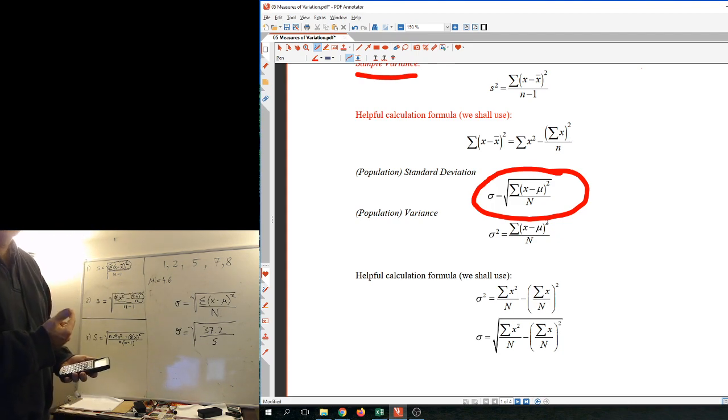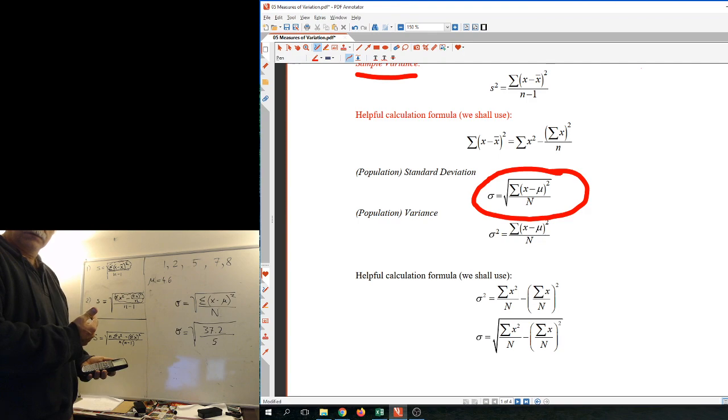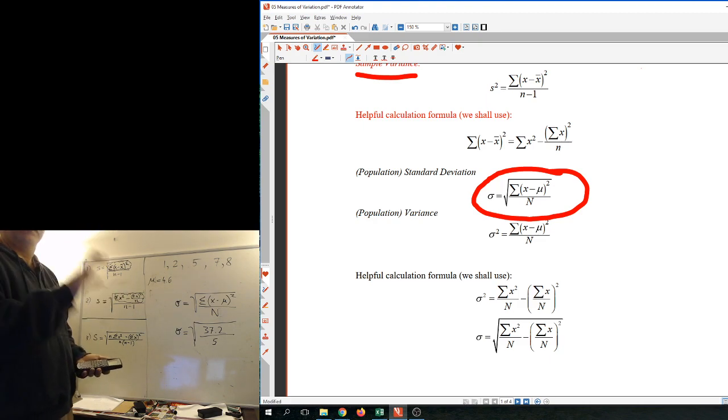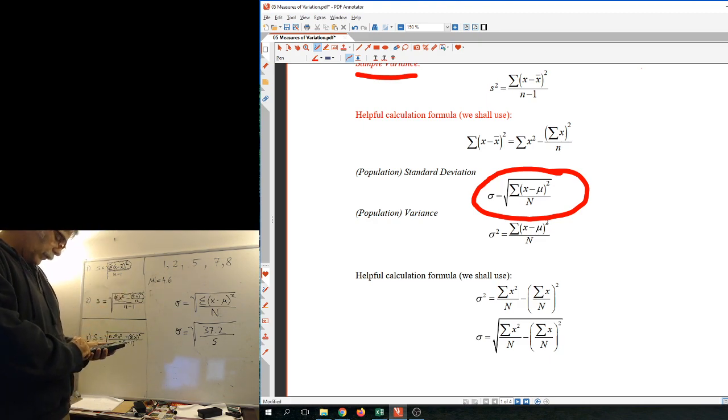And population takes over. If you're talking about population, you say population. You can't say, oh, this sample is equal to the population. No, that's a population. So we have 37.2 divided with 5. I need to do that. I get 7.44.